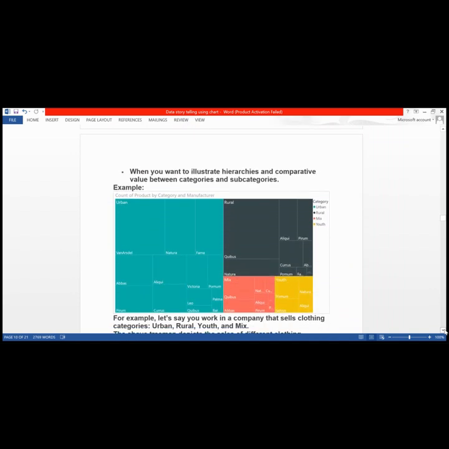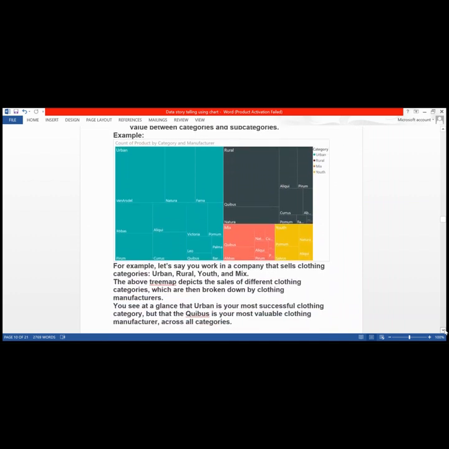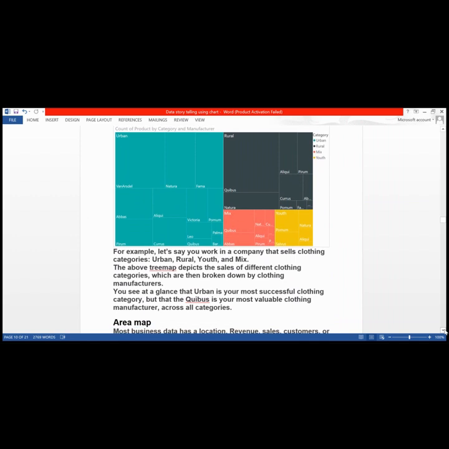This is an example of a clothing category. We have urban, rural, youth, and mix. Now we have the urban, rural. This is the youth. You can see this is a mix, which are then broken down by clothing manufacturers. Inside urban, these are the manufacturers in urban. Then in rural, we have the manufacturing companies in rural. So likewise with mix and youth.